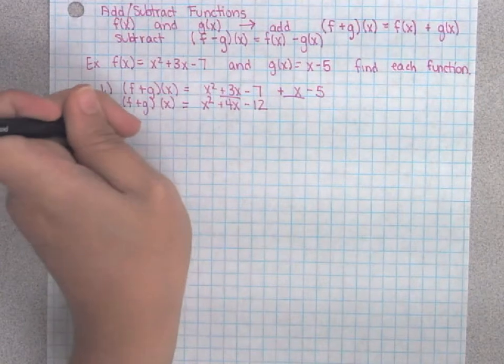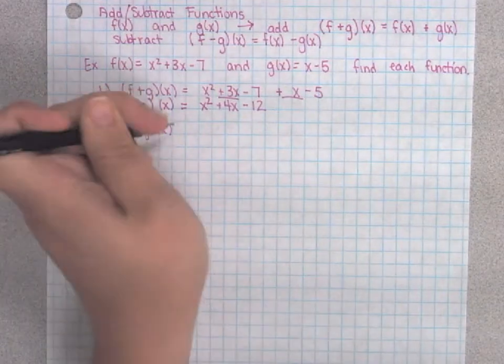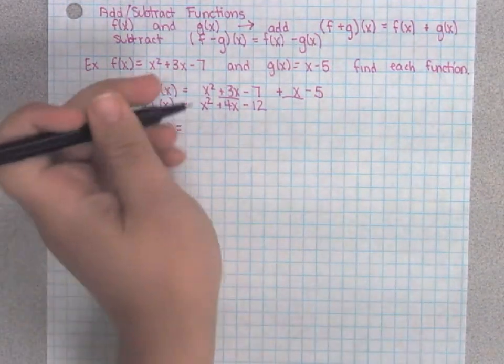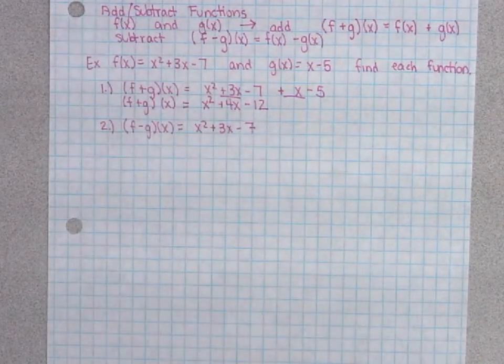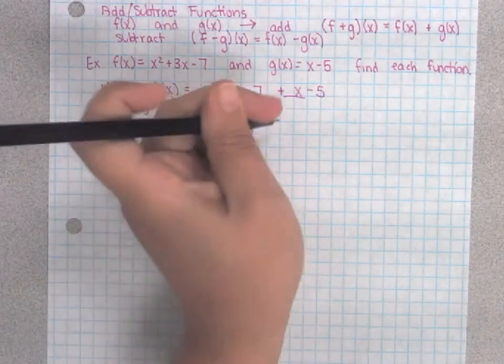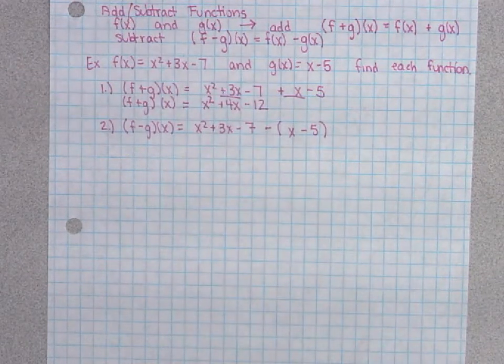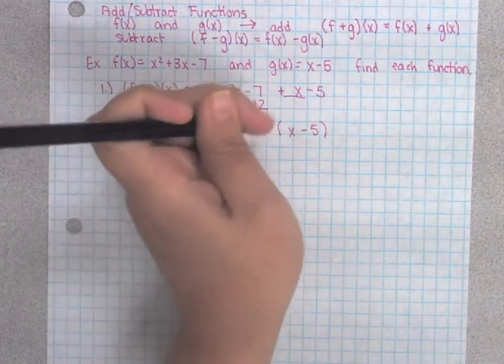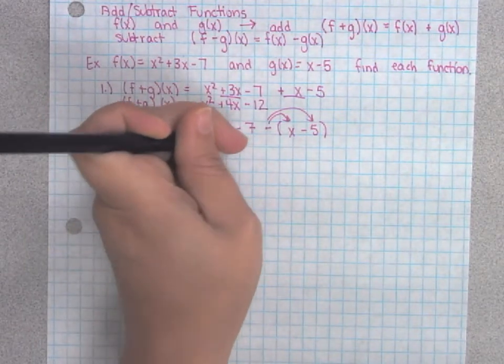Now, if we do subtraction, it changes a little bit, right? Because if I do f minus g of x, that's what I want you to find. So you write f because it's in front, so x squared plus 3x minus 7. But we are subtracting g, which means you are subtracting all of g. So you have to put it in parentheses because that subtraction sign has to be distributed to everything in g. So everything becomes its opposite. So either you can rewrite it or do it all at once. It's up to you.